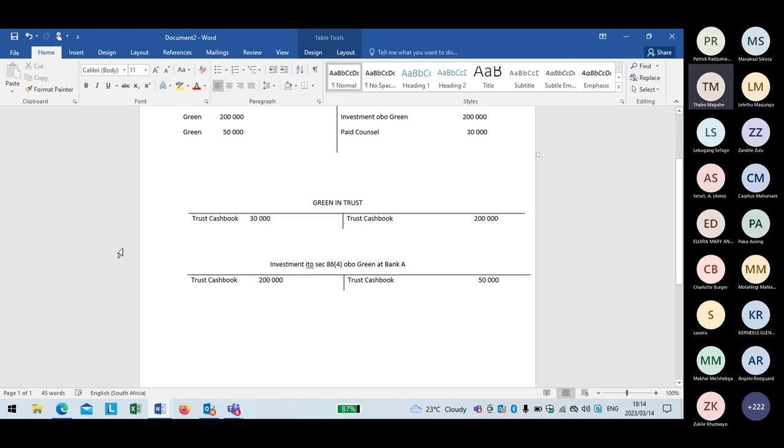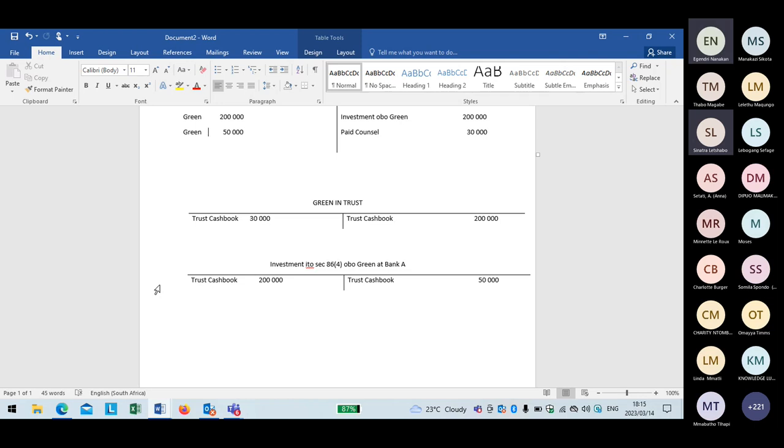So we are done with number two. Can we go to three? Yes, sir. Three says, you receive 350,000 from Mrs. Purchaser, being the purchase price of a property she purchased. What do you do with this?